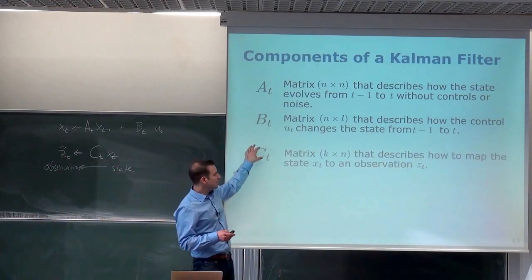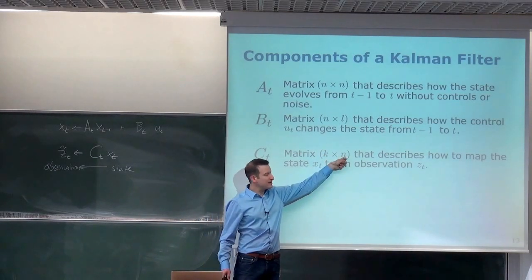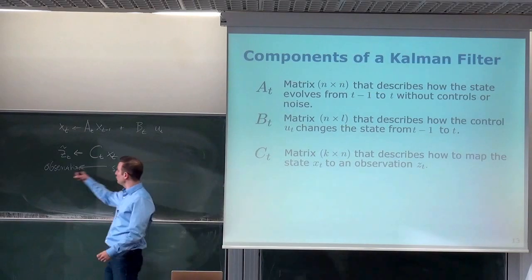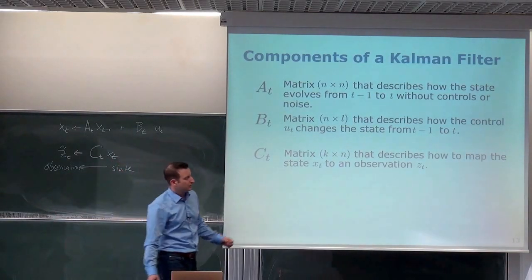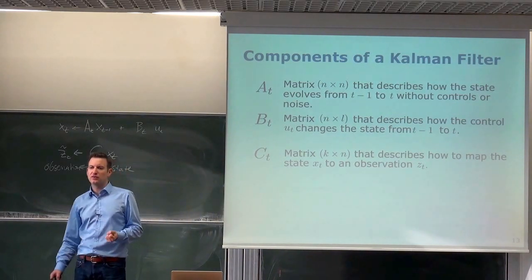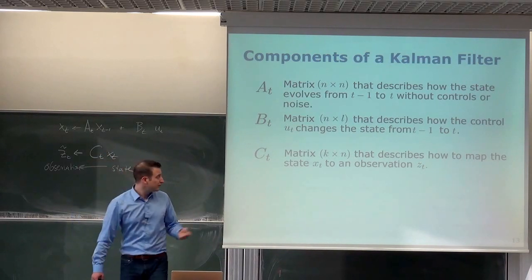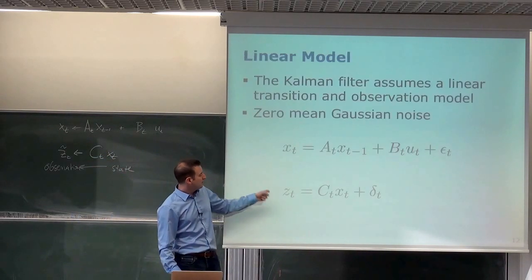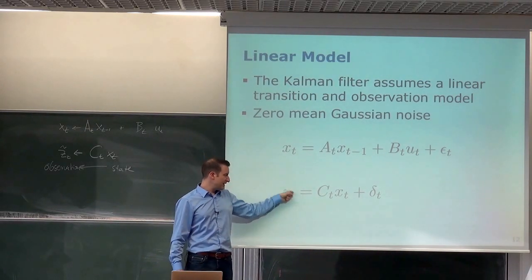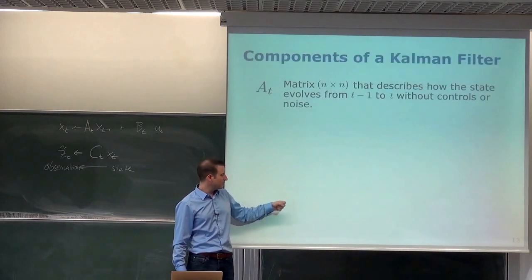And then we have the matrix CT, which maps from the n-dimensional state space to the k-dimensional observation space, because I'm mapping from state to observations, and describes what I'm expected to observe, what I'm expected to see. So it's the expected observation. It was written on the slide before as ZT, but this is not the real observation that I obtained. This is the predicted observation, what I'm expected to see.